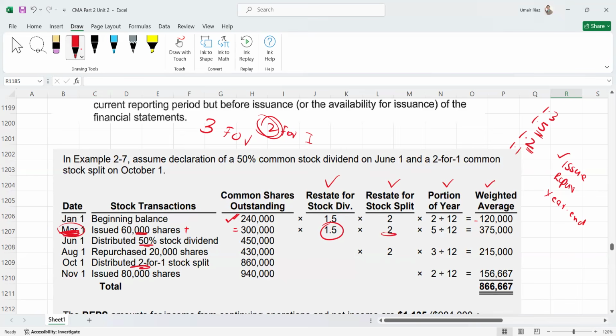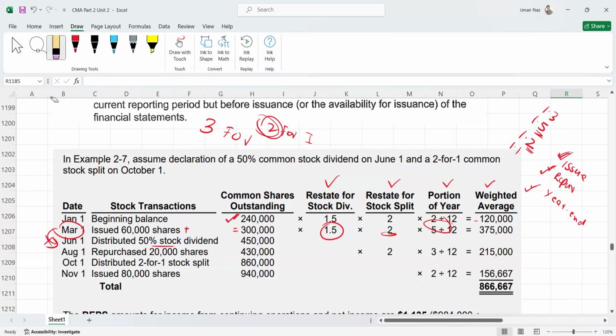Then portion of year. Again, how did you get this 5/12? Again, you have to see issue date, repurchase date, or year end date. Okay, don't take split date or stock dividend date. Only issue, repurchase, and year end. So see here how it works now. From March 1 till next transaction. Next transaction is stock dividend. Ignore this date because we have to take issue, repurchase, or year end. So I'll move to the next transaction now.